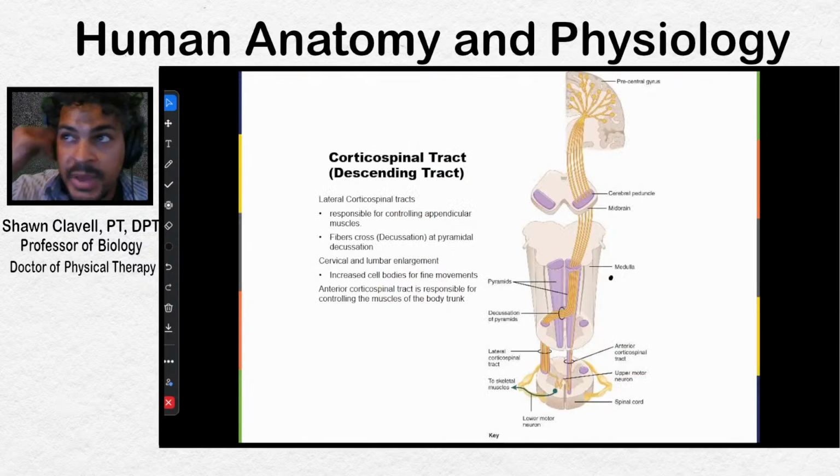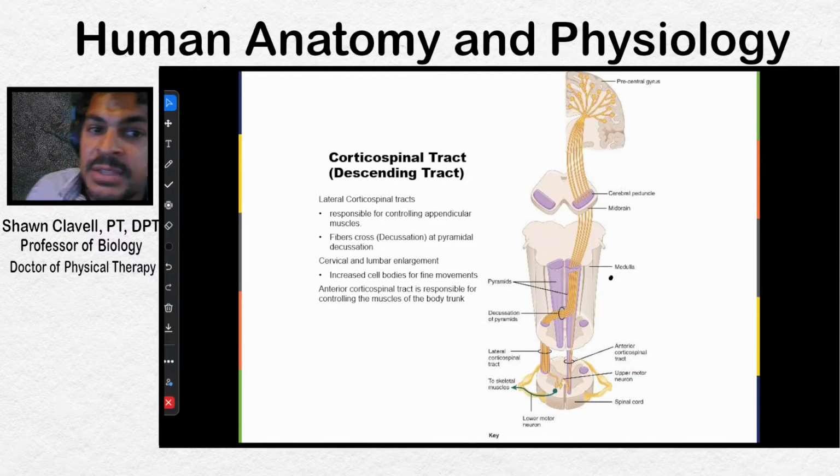The descending pathway is the corticospinal tract, right? That's the one that's related to movement. You can see that it starts at the precentral gyrus, crosses over at the brainstem, and then travels all the way down the spinal cord. So that's what we're referring to when we refer to these ascending and descending tracts.